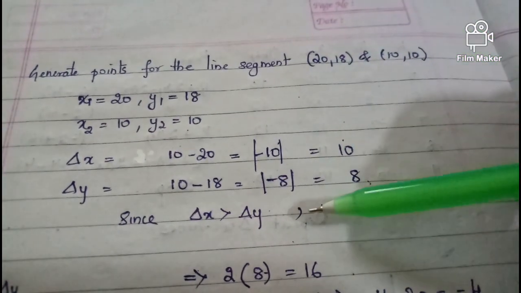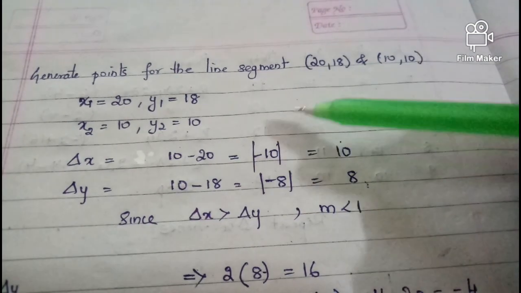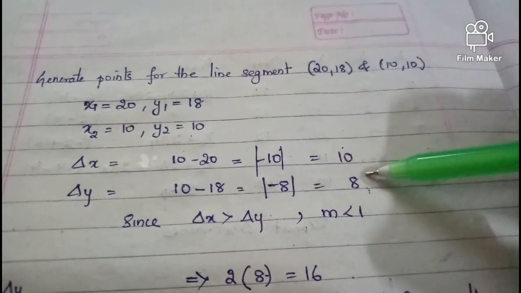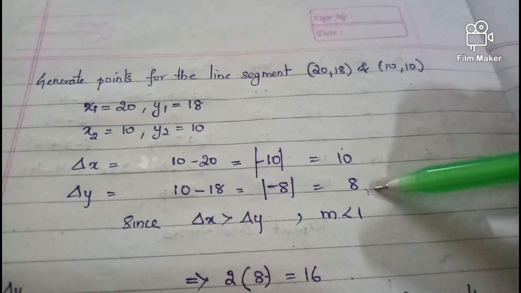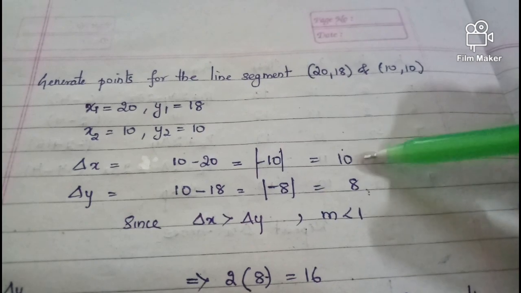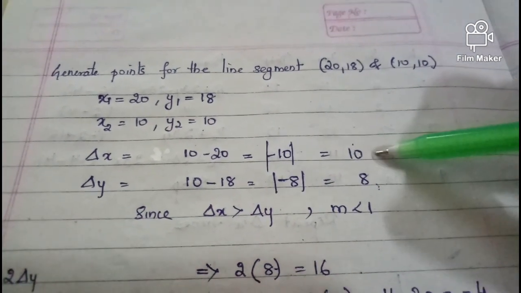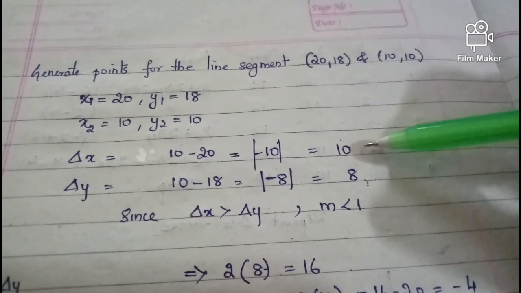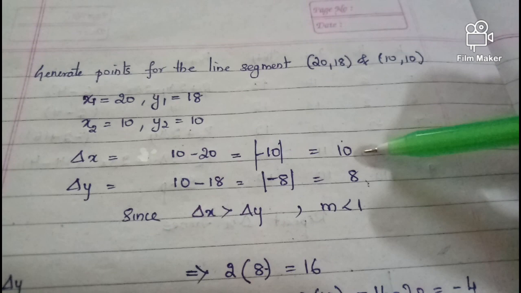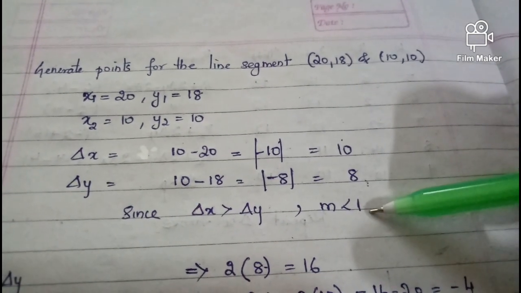So in this way, even if you are getting negative values, take the modulus. Don't forget to take the modulus. Always take the modulus and then check which of them is greater. Clear? Only after taking the modulus value, check which of these two values is greater. After taking the modulus value, it is clearly understood that delta x is greater. And since delta x is greater, it is the slope m less than 1 case.